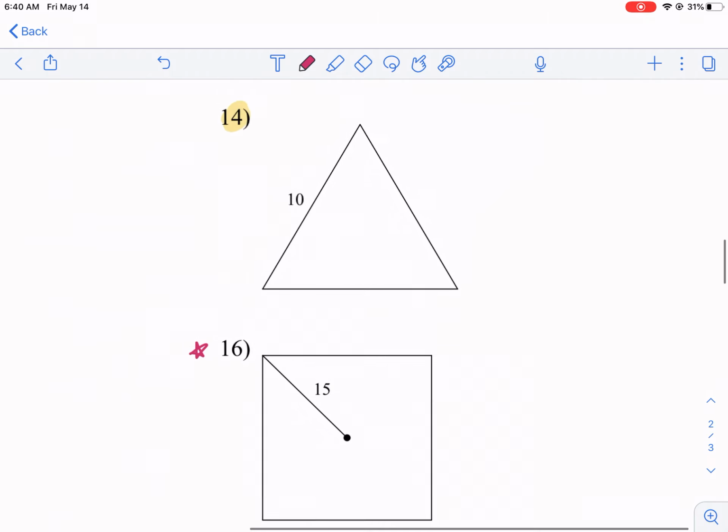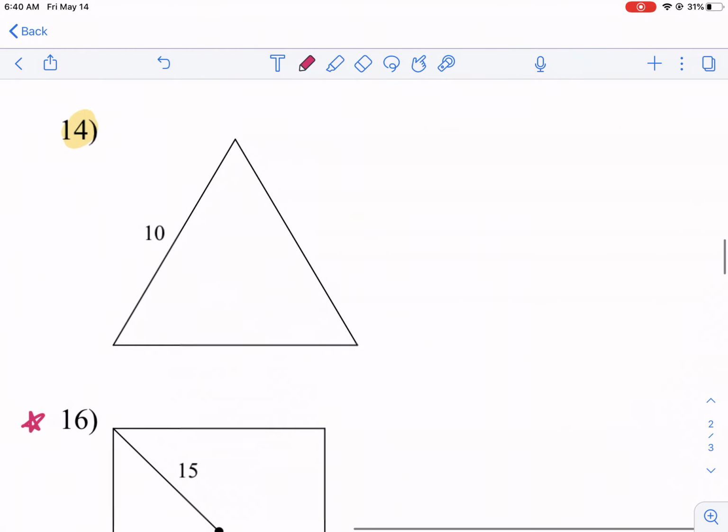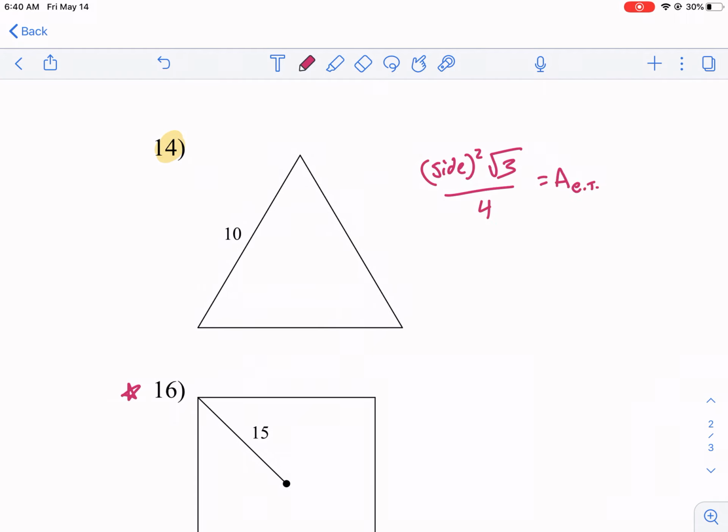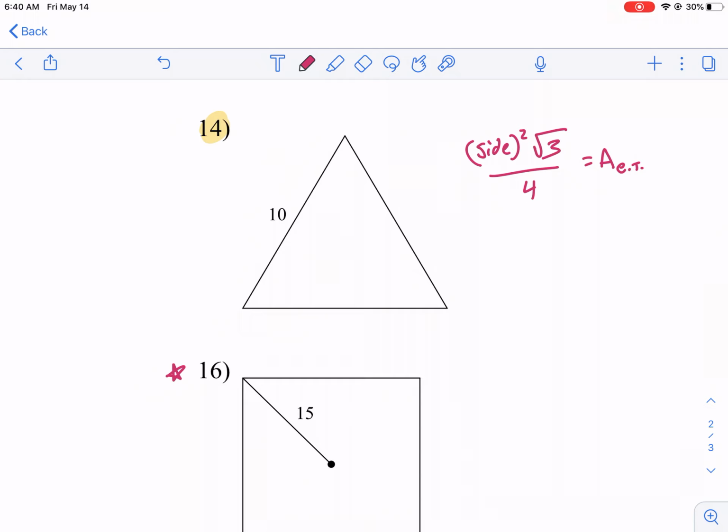So if we have only a side, well, this one's a regular triangle, so we can actually use side squared times square root of 3 over 4. That's the formula for an equilateral triangle. We'd put in 10 squared times square root of 3 over 4, and you could type that in your calculator, or you could leave it in simplest form, which would be 25 square root of 3 units squared.